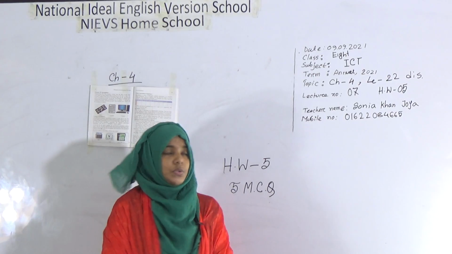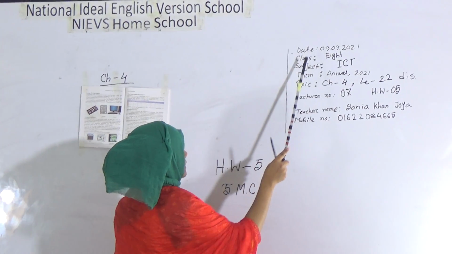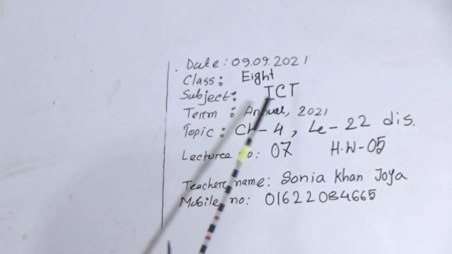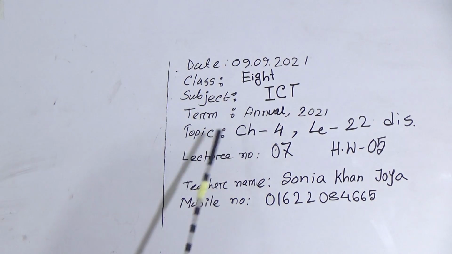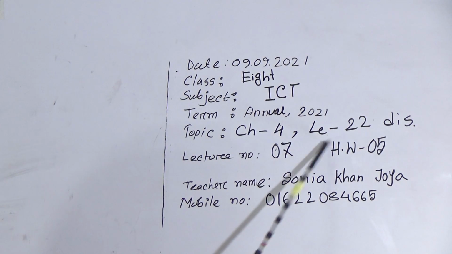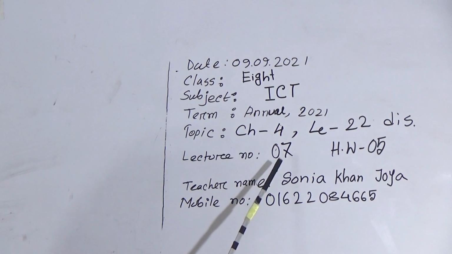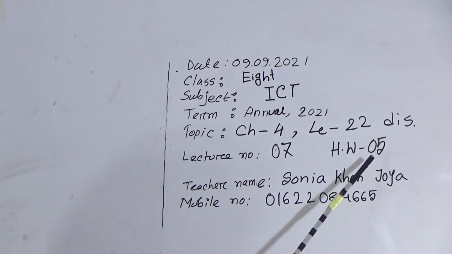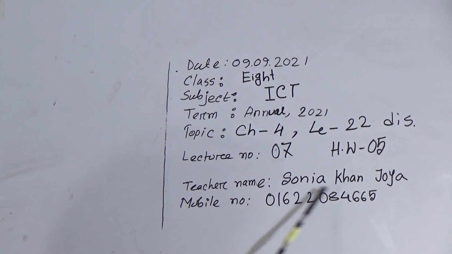Look at the board my dear students. This is today's date. This is class 8, subject ICT, term annual, and topic chapter 4, lesson 22 discussion, in your lecture number 7 and your homework number 5. This is your teacher name Sonia Joya. This is my mobile number. So my students, let's start our today's topic.